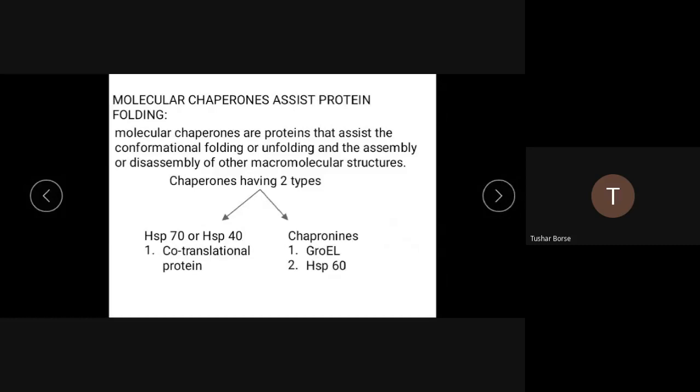Chaperones have two types. First, HSP70 or HSP40 chaperones. Those HSP40 and HSP70 are co-translational proteins which are found in eukaryotes. Co-translational means they come together or work together during the translational process. Then next is chaperonins, GroEL and HSP60.